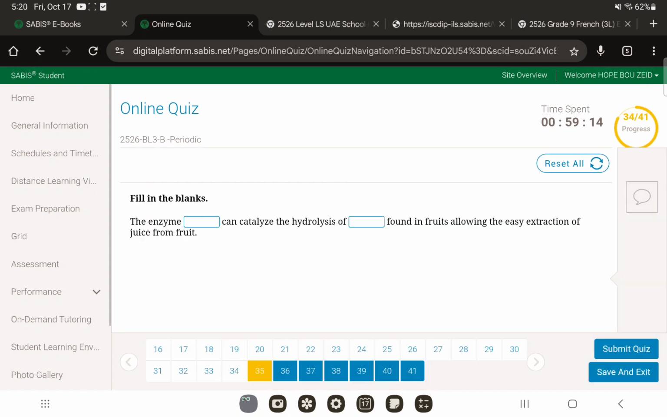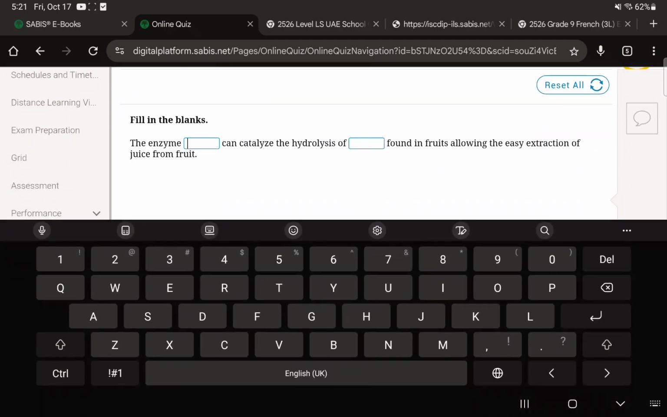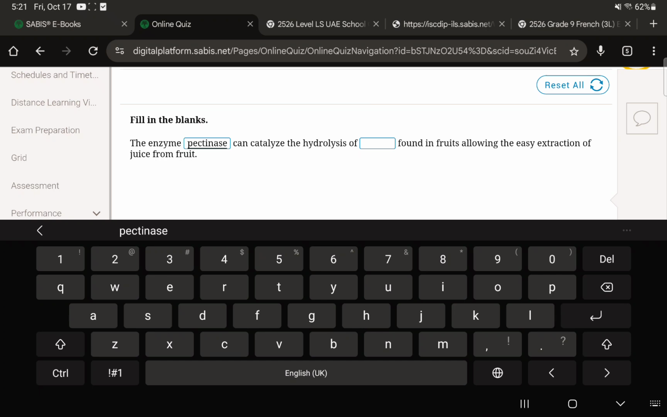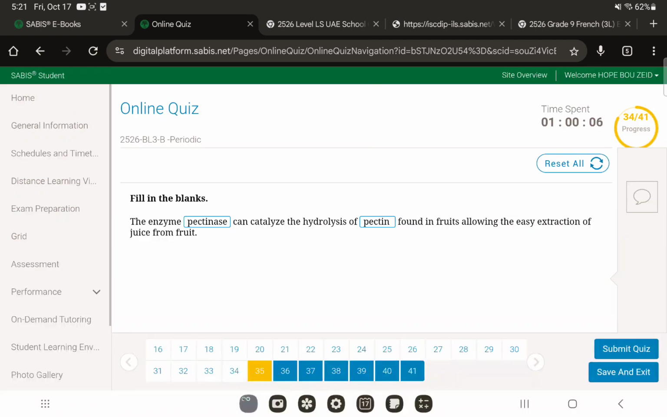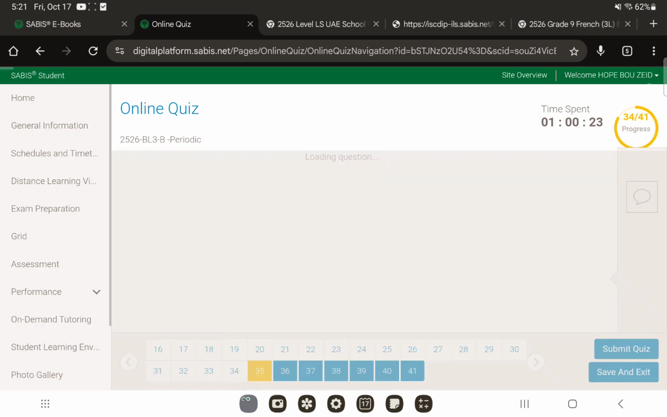So yeah, the enzyme blank can catalyze the hydrolysis of blank found in fruits, allowing the easy extraction of juice from fruits. So this one is pectinase, and this one is pectin. Now, I'm honestly not sure if this is in the book or not, but I did memorize it. I actually googled it and I memorized it. But either way, the enzyme pectinase can catalyze the hydrolysis of pectin found in fruits, allowing the easy extraction of juice from fruits.